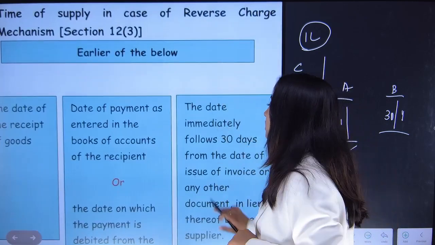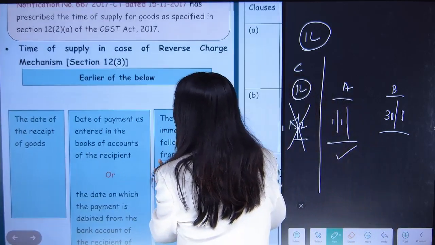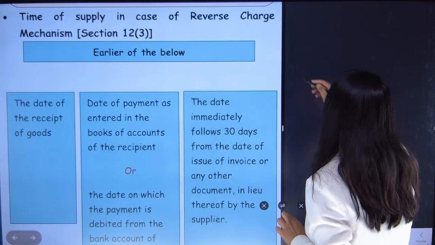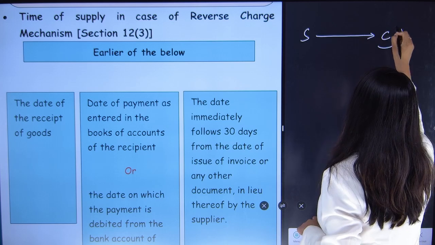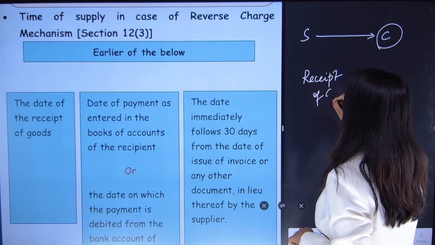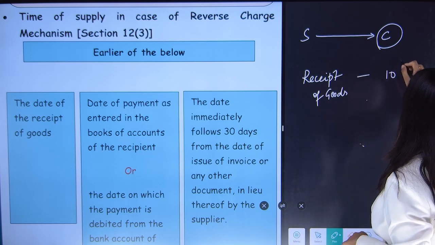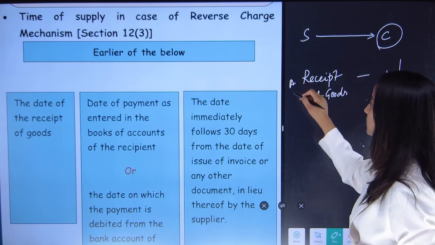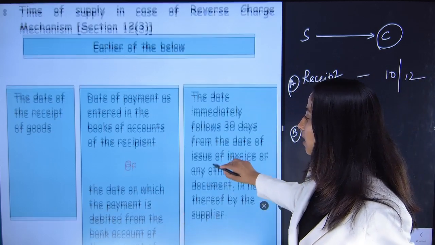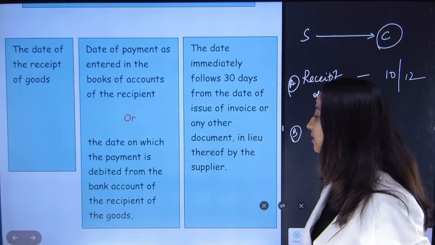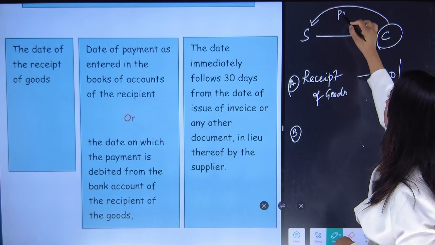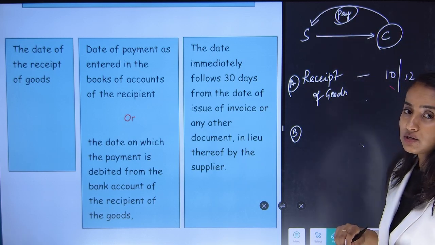Now, coming to reverse charge mechanism. What is reverse charge? I know I just explained it to you. Now, how does reverse charge work? The supplier sells to the customer. Now, the customer is the one who receives, right? This is receipt of goods. Let's say this is the 10th. Okay, this is receipt of goods. Let's say this is A. Then the date of payment as entered in the books of accounts of the recipient, or the date on which the payment is debited from the bank account of the recipient of goods. Now, he is the customer, right? He will pay, correct? Yes, he will pay.